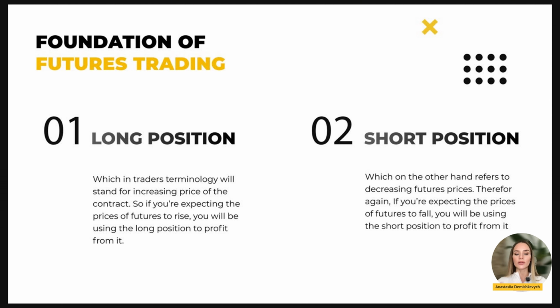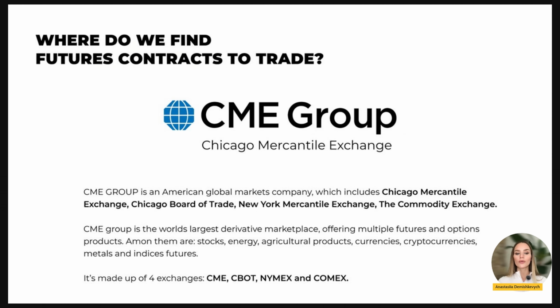Now, a short position is the opposite, when you sell the futures contract expecting the price of the asset to fall. If the price does fall, you can buy it back at a lower price and make a profit from the difference between the selling price and the buying price later. Futures contracts are traded on global exchanges. One of the largest exchanges in the world for futures contracts is called the CME Group.